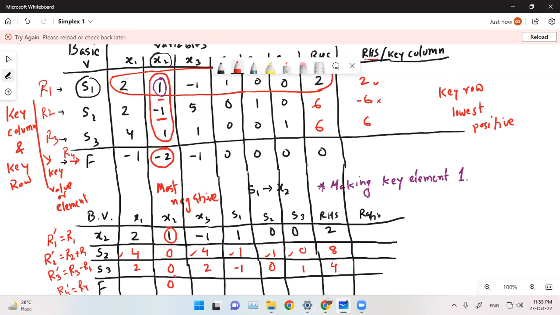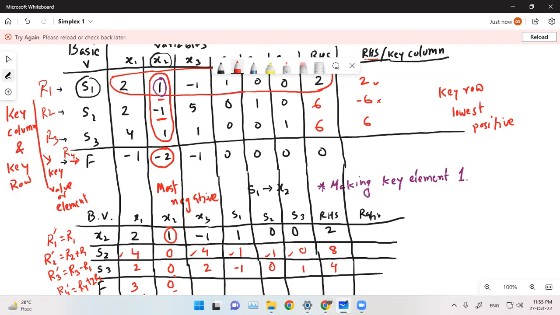Then R4 plus, you have to add 2R1. So this is 0. Now what will be this value? 2 minus 1 into 2 into 2, that is 4. 4 minus 1 is 3. Okay.